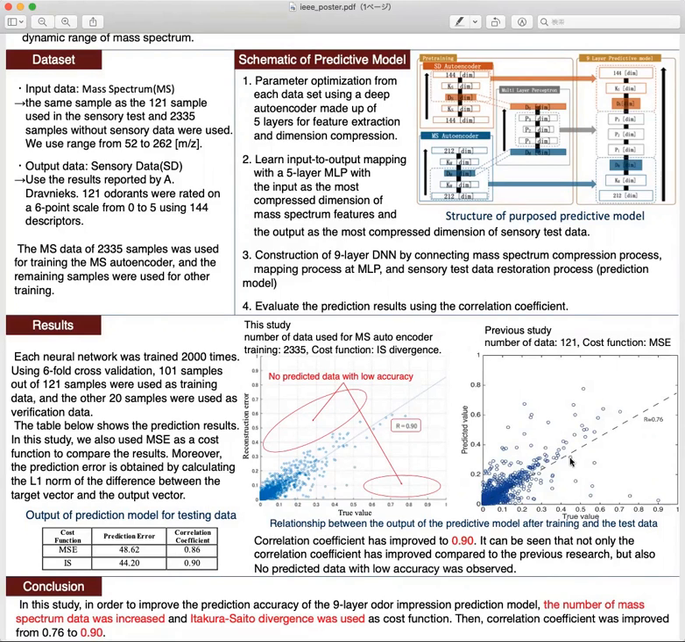And the figures show the correlation between true value and predicted one in the previous study. It can be seen that not only has the correlation coefficient improved compared to the previous research, but also no predicted data with low accuracy was observed.